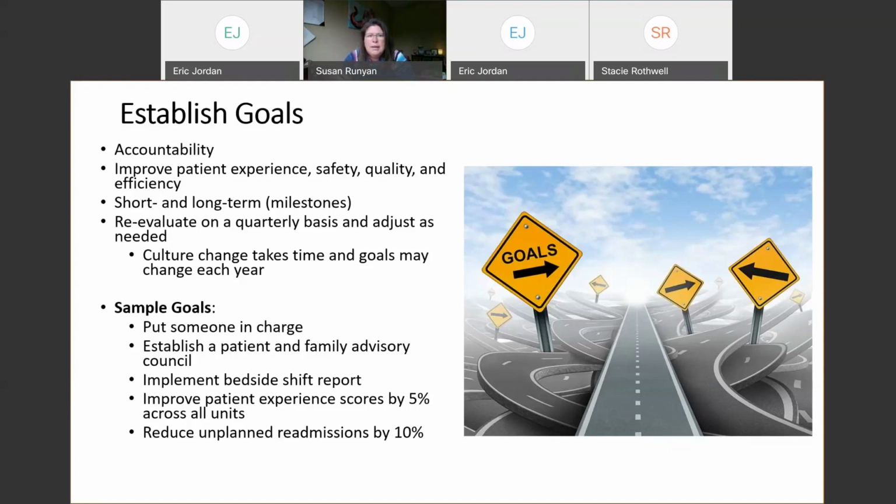Making sure that you have a timeline. So by the end of the year, and by the end of 2021, if I just put by the end of the year, then again, is it 2020, 2021, 2022? What year am I thinking? It's easy for me to understand, but not always for others. Reduce unplanned readmissions by 10%. Again, is that one unit? Is that all units? And then by a timeline.